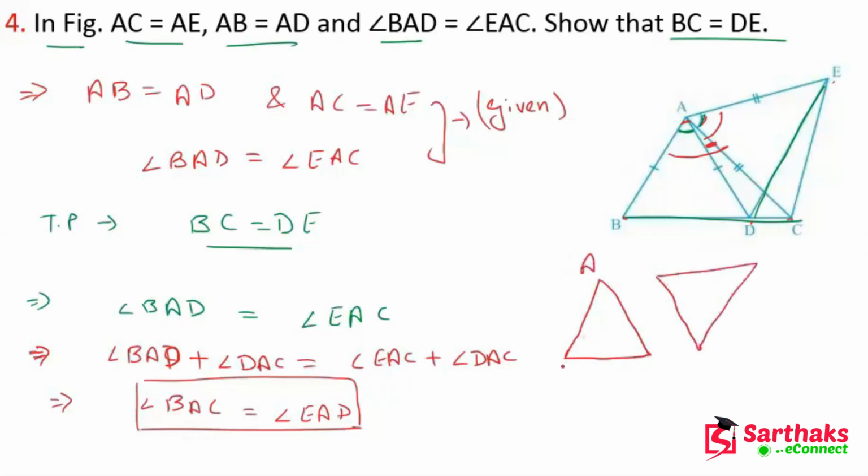So this is triangle ABC, and this is triangle ADE. Here we have AC equals AE and AB equals AD. We already proved that angle BAC equals angle EAD. So we can prove these triangles congruent by what? By the side angle side rule.